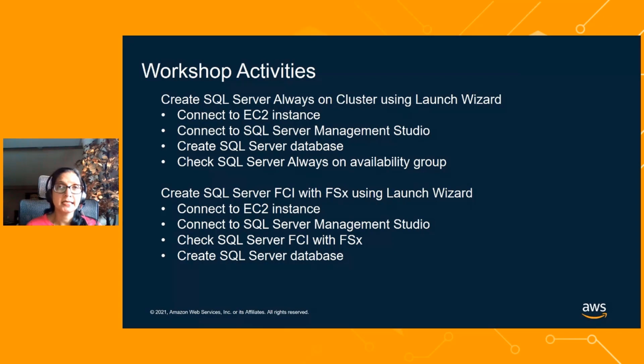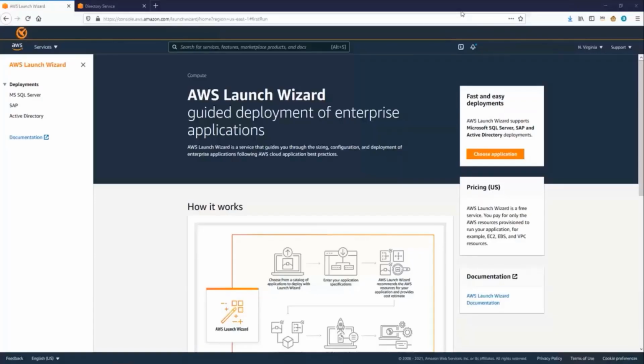Same thing, we'll also create a SQL Server FCI with FSx using Launch Wizard. We'll connect to the EC2 instance and connect to SQL Server Management Studio. We'll check the failover cluster. We'll check the FSx share. And at the same time, we'll also create a SQL Server database on FSx and validate that. Now let's do the demo for this workshop.